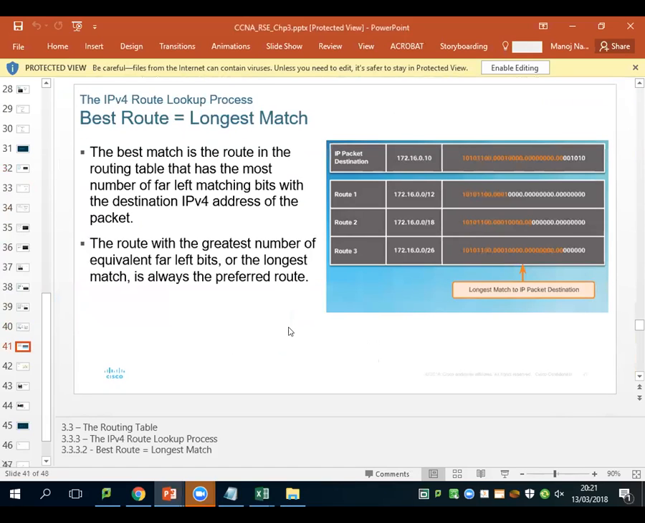Now, the best route equals the longest match. And this is how we do this. We get the IP packet, wherever the packet is we want to move on. Let's say I'm reading the packet. It's like an envelope, like a post envelope. On the envelope it says it's going to Moorhan, right? And there's his address, and his county and his town and his postcode.